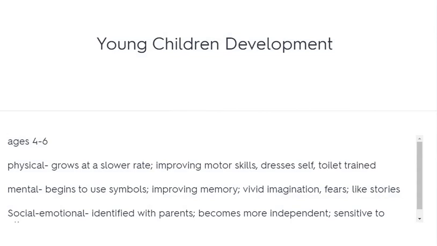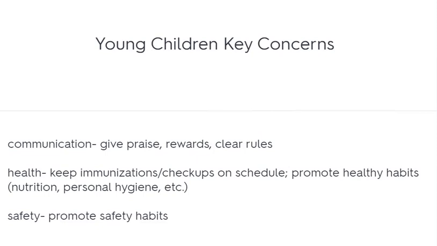Young children development. Ages 4 to 6. Physical: grows at a slower rate, improving motor skills, dresses self, toilet-trained. Mental: begins to use symbols, improving memory, vivid imagination, fears, likes stories. Social emotional: identifies with parents, becomes more independent, sensitive to others.